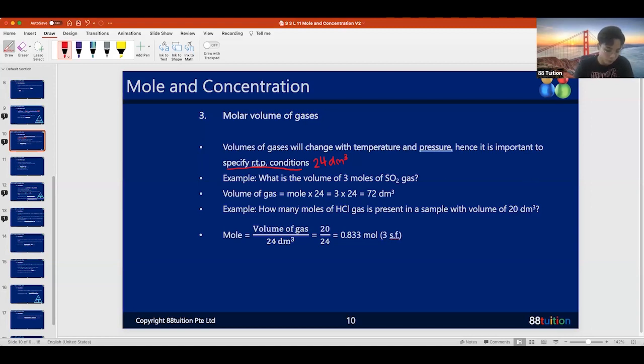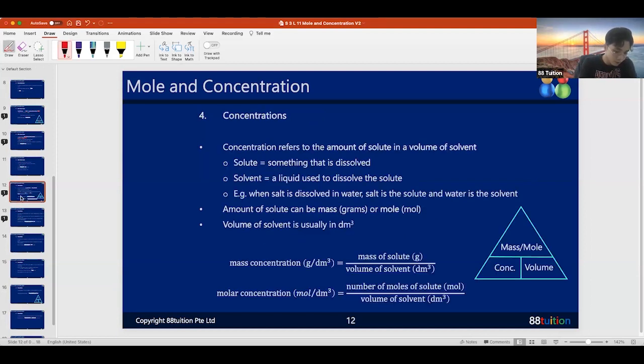So this example, I won't really be going through. Next, we go to the last concept, which is concentrations. Concentration in simple terms is the amount of solute in a specific volume of solvent. If you don't know what solute is, it is just a compound or solid that is dissolved in a solvent.